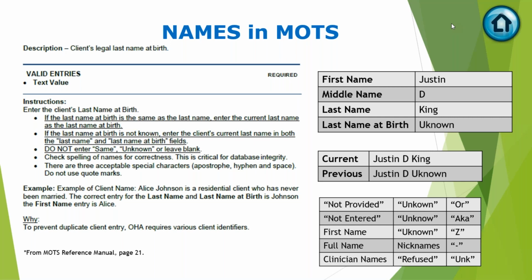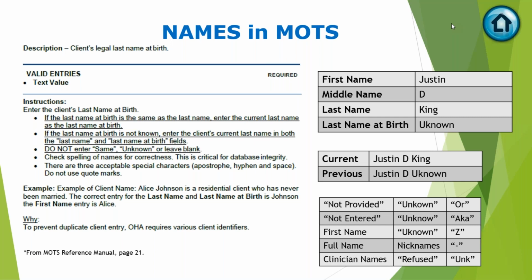If I was a client, and if someone entered me into MOTS as displayed on the screen here, first name Justin, middle initial D, last name King, and last name at birth as a misspelling of unknown, an alias would be created. And state records would show that my name is currently Justin D. King, but sometime in the past, I went by Justin D. Ucknown. These false aliases create clutter in the database, and they significantly increase the difficulty of identifying duplicate client records.